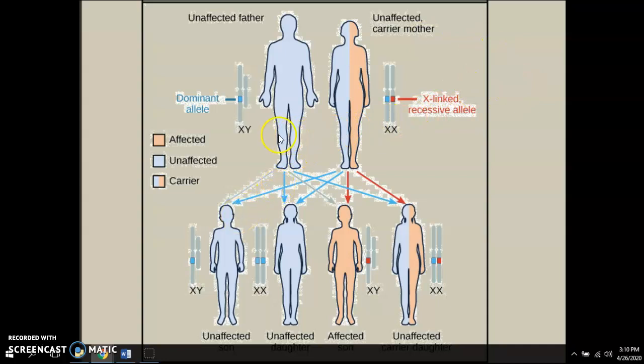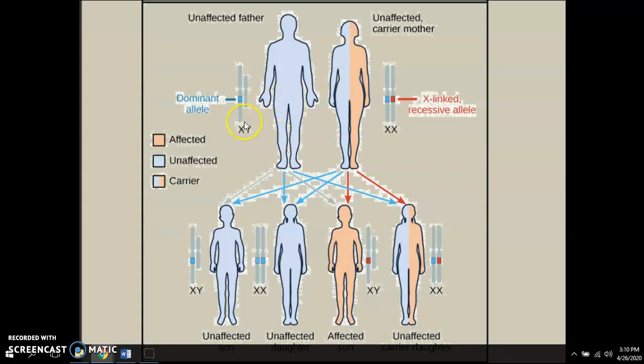Dad donates the Y chromosome, right? He's going to be giving the Y to all of his sons, and the son gets mother's X that is unaffected. He's getting dad's Y automatically, which has nothing to do with this particular gene. And so he's going to be unaffected because he got the unaffected chromosome from mom.